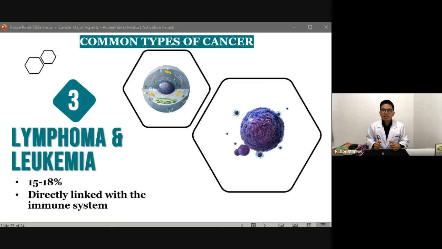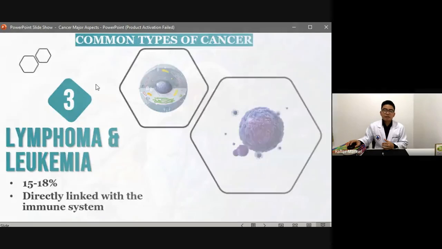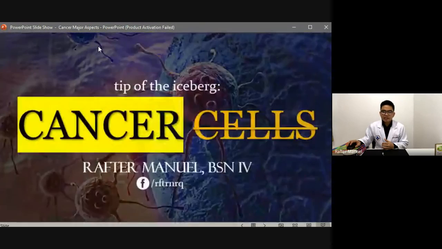Now, one of the things that you will notice in the lab result of a patient with leukemia is that this patient will have a very high WBC, high white blood cells. And this is the tip of the iceberg, cancer cells.